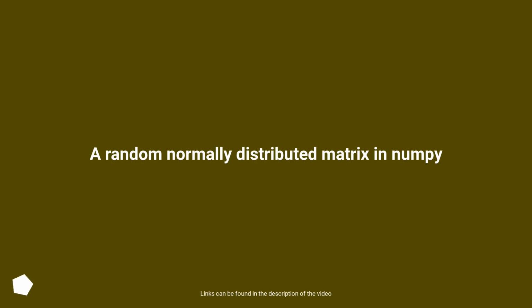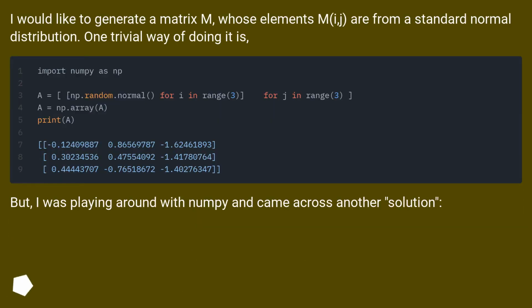A random normally distributed matrix in numpy. I would like to generate a matrix M, whose elements m_i,j are from a standard normal distribution. One trivial way of doing it is... But I was playing around with numpy and came across another solution.